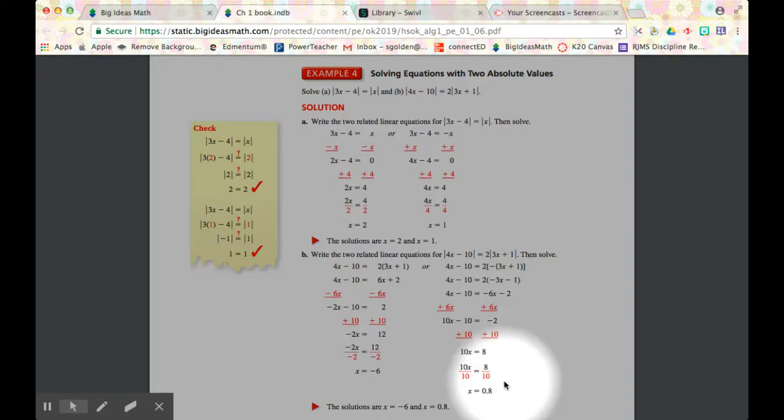They went ahead and changed it to a decimal. You could have just simplified that fraction also. Excuse me, you could have divided by 2 and got 4/5, but they got x equals 0.8. So our two solutions here are x equals 6 and x equals 0.8.